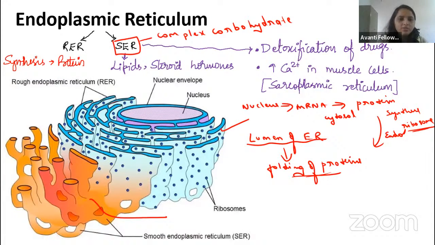Did you understand this endoplasmic reticulum? Give me thumbs up if you understood me. Give me thumbs up in the chat box, guys, if you understood. Then we will go to the next. Fast, guys. Give me thumbs up.